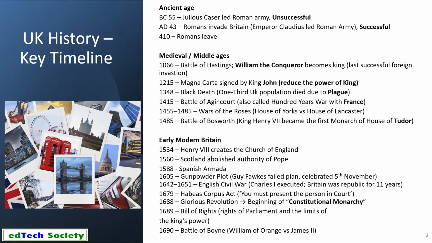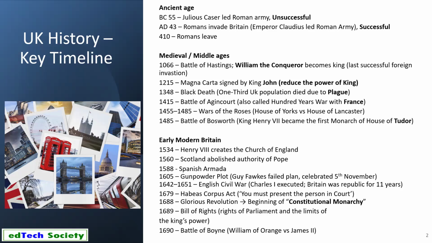1642 to 51. So there was a time of 11 years. Actually, it started in 1642 and lasted till 1653. But this English Civil War is covered as 1642 to 1651, where the main issue was that Charles I did not want any Parliament. So there was a fight between King Charles I and Parliament. Finally, it ended with King Charles being executed, and Britain was actually a republic for 11 years in this time period.